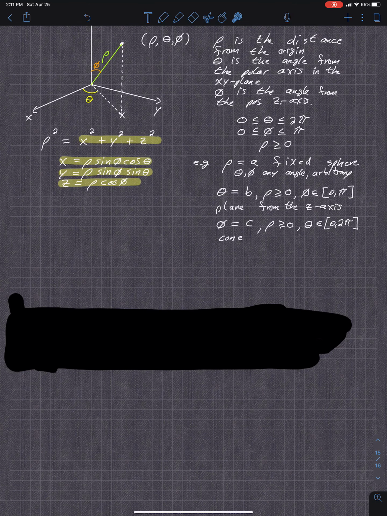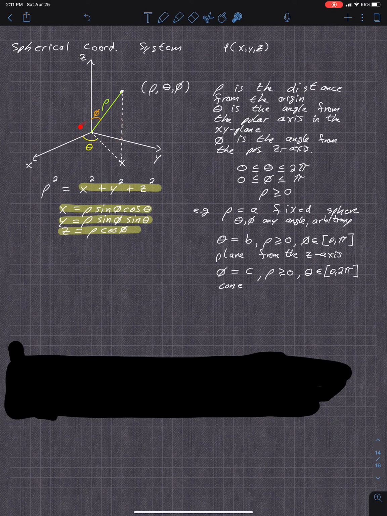So here's a couple examples we want to go through. If rho is fixed, then you end up with a sphere. Theta and phi are arbitrary, so it goes all the way around and then all the way down. So you get a sphere.